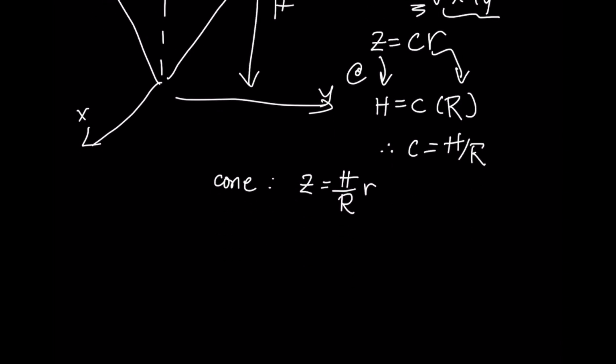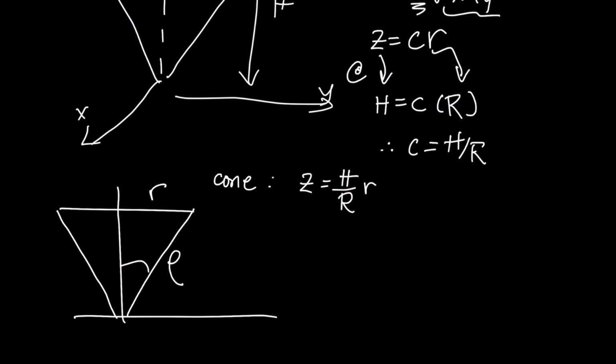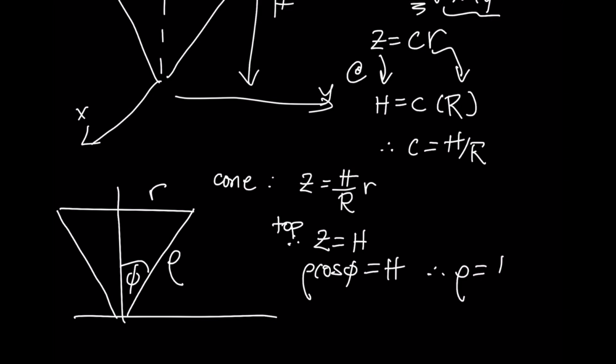If we take a look at the side view of this cone, it will look like a triangle. Here's our r, there's our rho, and here's our angle. Z is always fixed at a constant height. Remember that z is rho cosine of phi, and so that means rho will be capped at the top by h over the cosine of phi.